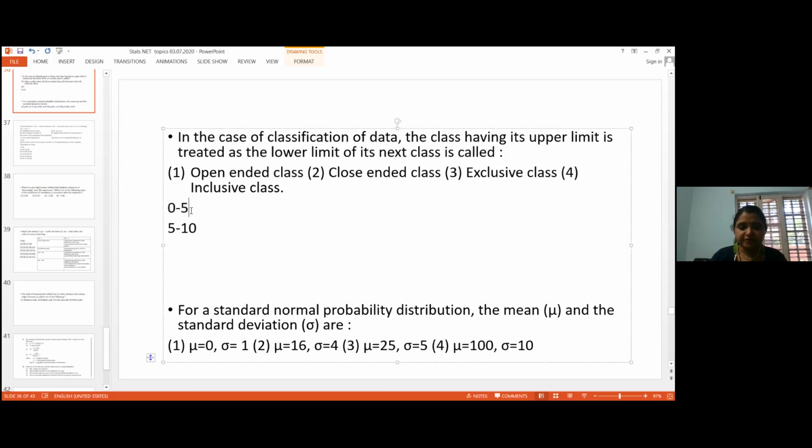Here, 5 is excluded, and up to 4.9999 is included there. Okay, but 5 is excluded. That is the reason why it is called exclusive type classes. You can remember it that way. So the answer is 3. The answer to this question is 3.